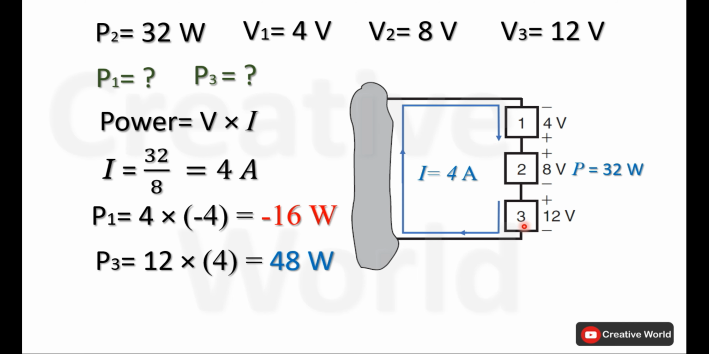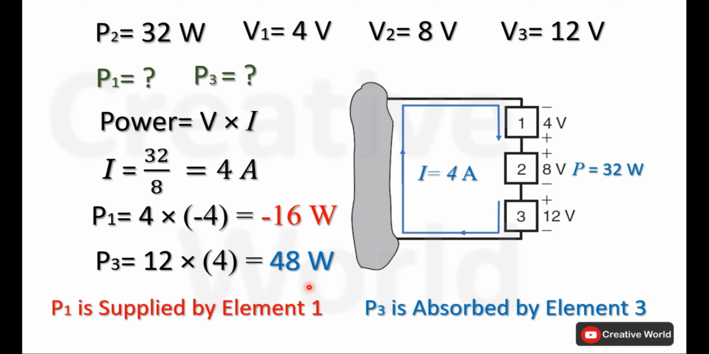Similarly, the power of element 3 can be calculated. Voltage across this element 3 is 12 volt and the current through element 3 is 4 ampere. Here the sign of current will be positive just because the current is entering from the positive terminal and leaving from the negative terminal of element 3. So its answer will be 48 watt. P1 is negative power, so this power is being supplied by element 1 because of this minus sign, and P3 is positive power, so this power will be absorbed by element 3.